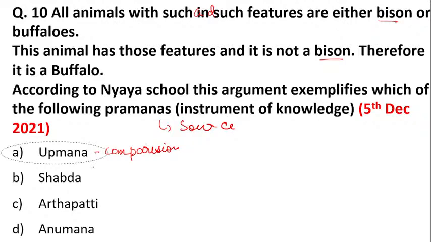Shabda means verbal testimony. Anumana is inference. And the arthapatti example I gave you: Devdutt is fat and he's not eating during the day. That means he's eating during the night. So this is an example of arthapatti pramana. So the right answer is option A, upmana.